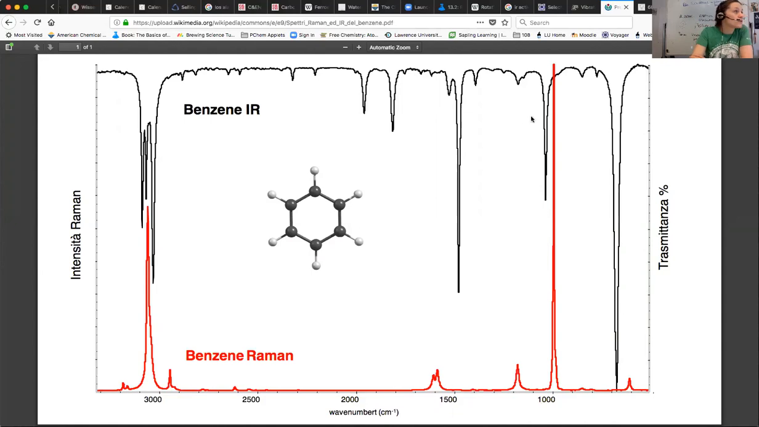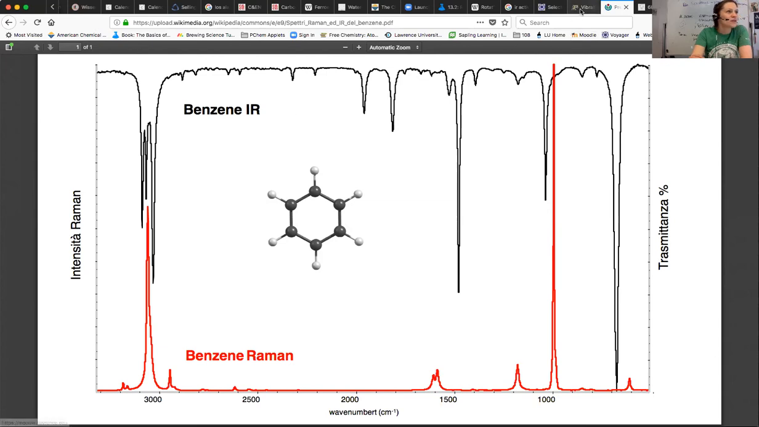Okay, let's see, who can we talk to? So this, look at the black one. I believe this one, actually no, it'd be much, much stronger, is the breathing. Oh, the breathing, that's really cool. So that's where this whole thing is expanding. And then you've got the CH stretch of the aromatic, so 3000-ish.